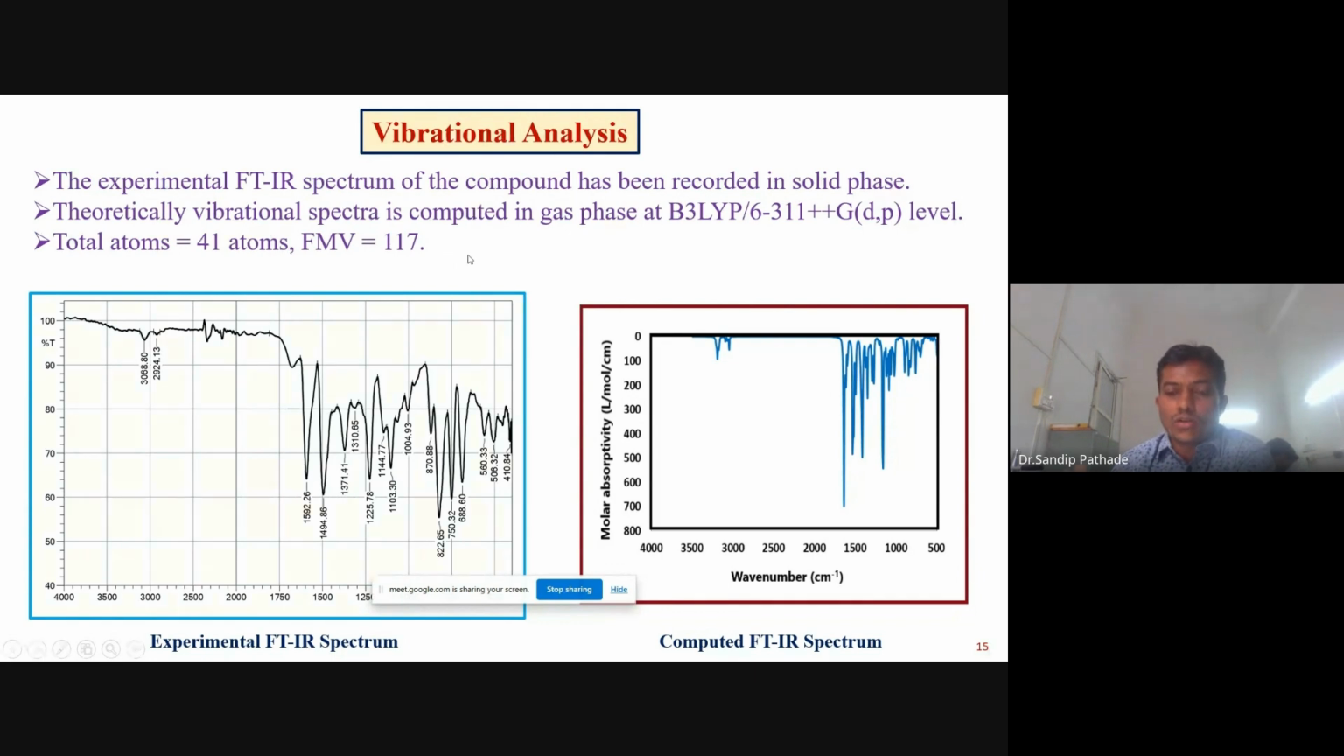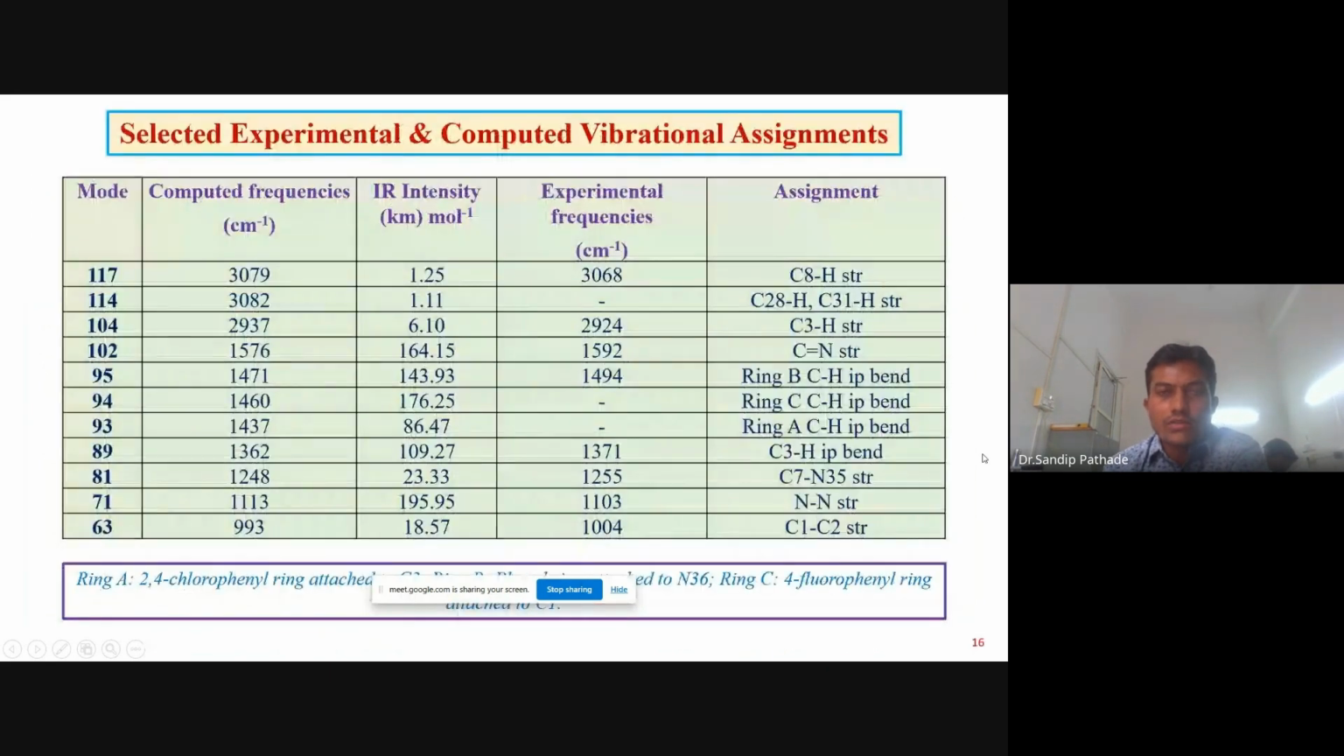Due to the non-planar structure of our molecule. This is the experimental FTIR spectrum, while this is the computed FTIR spectrum for our synthesized pyrazoline derivative. Then we carry out the selected experimental and computed vibrational assignments in the experimental and computed frequency. In the experimental FTIR, we observe the peak at 3068 cm⁻¹, that is due to the C-H stretching frequency, while in the computed frequency, this frequency matches well at 3079 cm⁻¹.